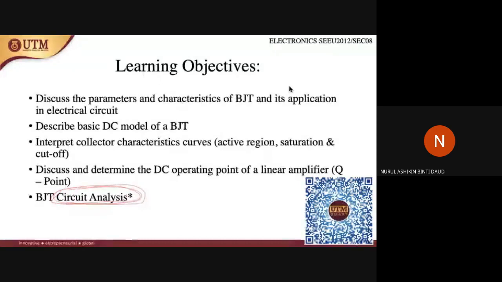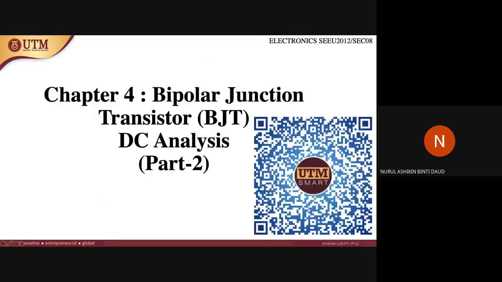Then we will continue with the basic DC model of a BJT, and then we will interpret the collector characteristic curves, which are the active region, saturation, and also cutoff. Okay, we will see each characteristic.